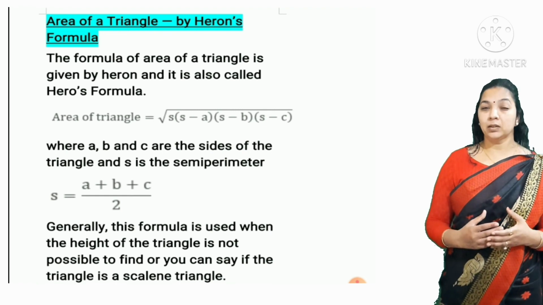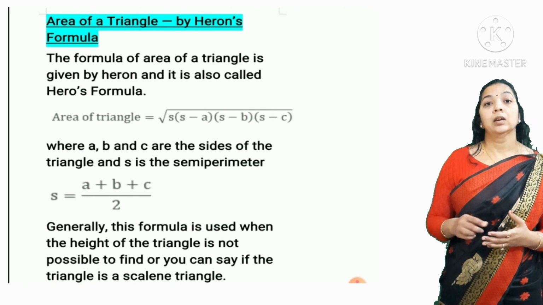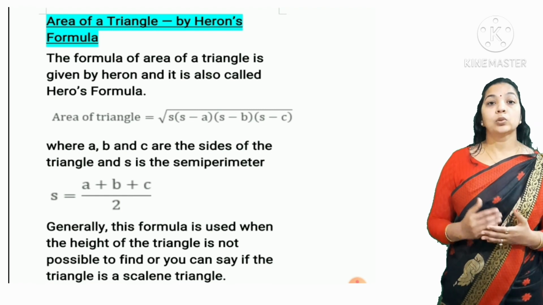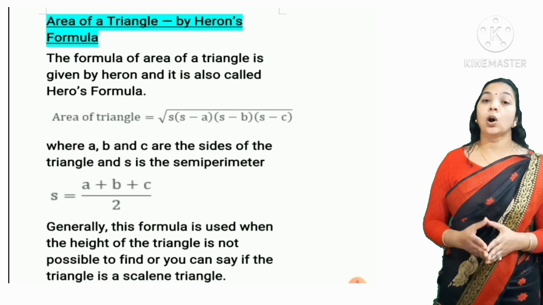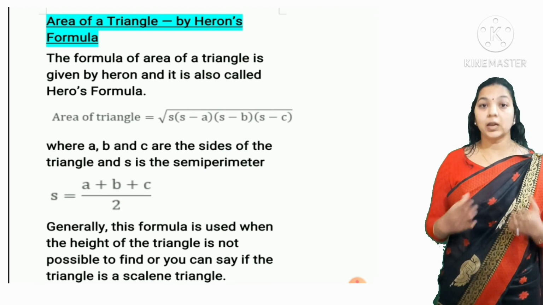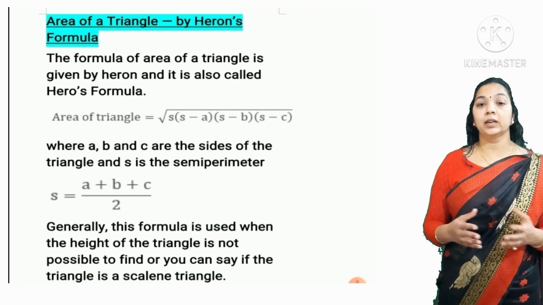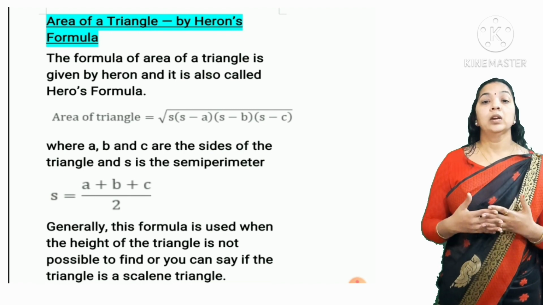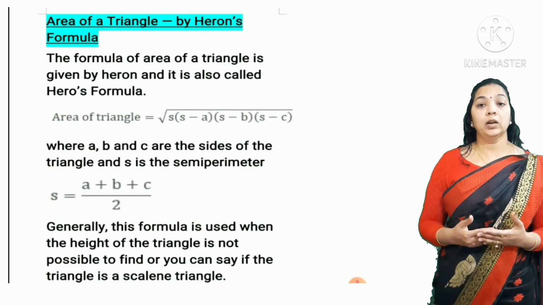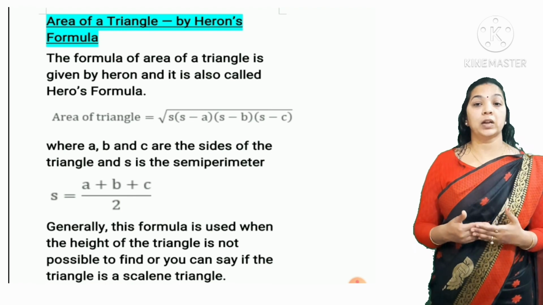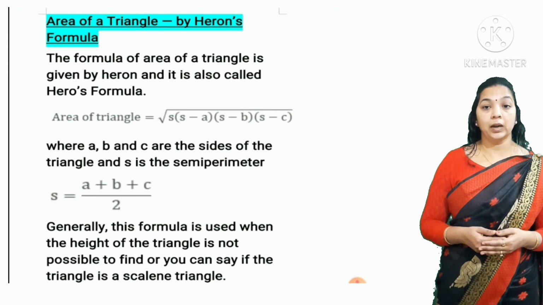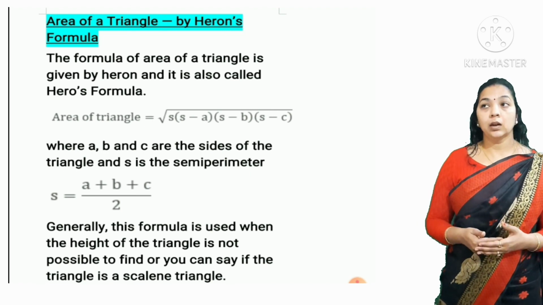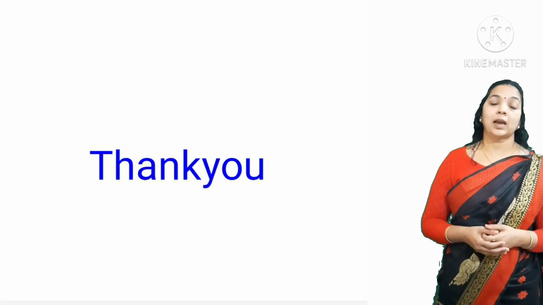What does semi-perimeter mean? It means half of the perimeter. So S is equal to A plus B plus C upon 2, or if the perimeter is given to you, you can directly divide it by 2 and get the value of S. The general formula is used when the height of the triangle is not given to us, or we can't calculate the height of the triangle, and this formula is generally used for scalene triangles.